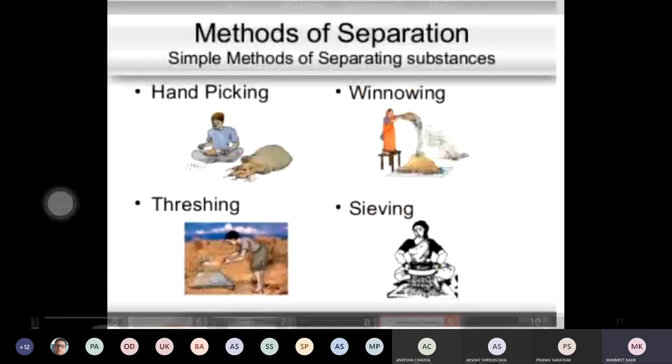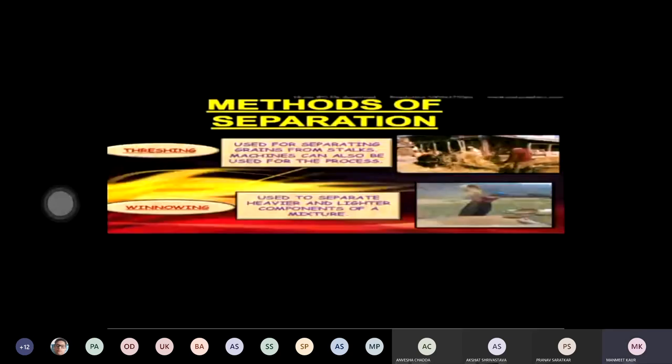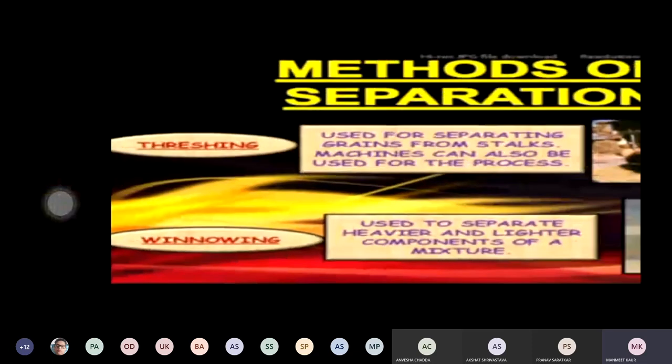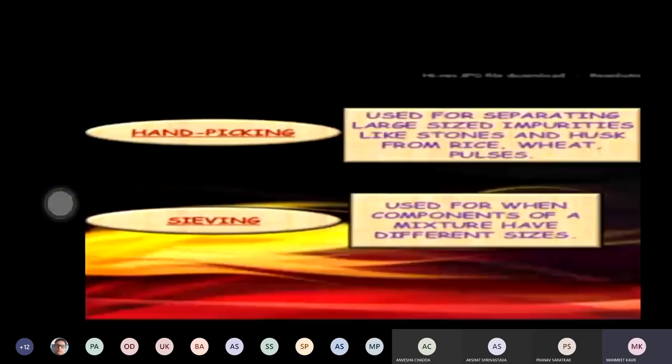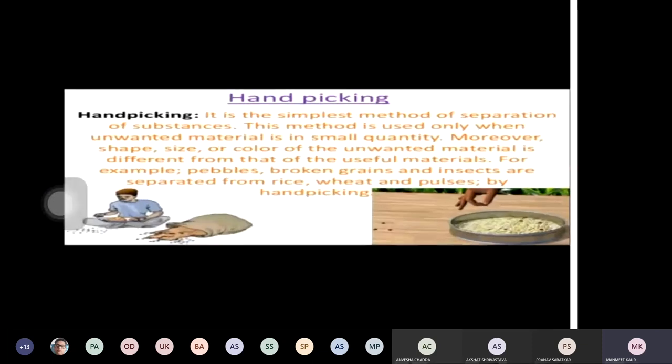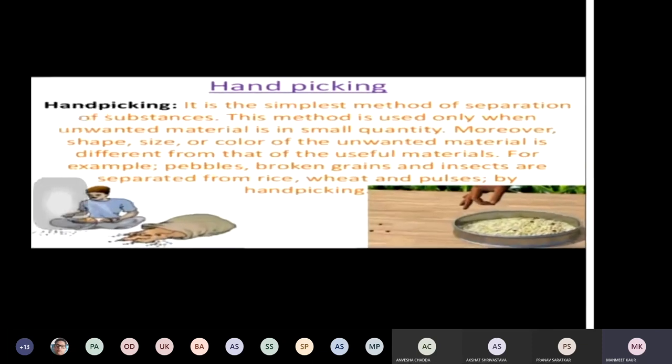Now I will explain how and why these methods are used. These are the methods of separation of substances: threshing, winnowing, hand picking and sieving. These four methods I will explain today, and by using them, how we can separate different substances. So the first basic method, which you can see in your book also, is hand picking. And this is the easiest, the simplest method of separation of substances.